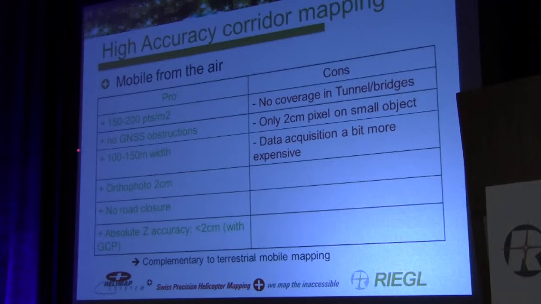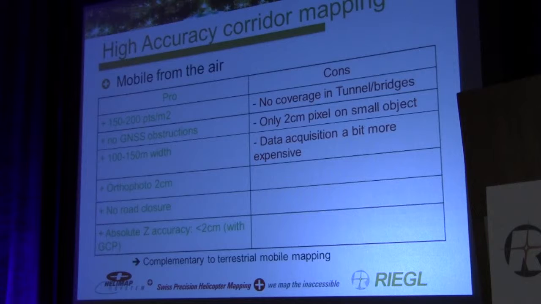You have 100 meters width, and you can process also ortho image, with a 2 centimeter pixel, no road closure, and we finally get, with GCPs every about 500 meters, a vertical accuracy of 2 centimeters. The constraints are no coverage in tunnels and bridges, so you need to do complements with either terrestrial or mobile.